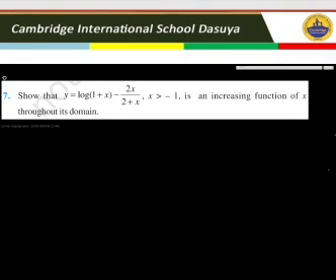Now, see, the 7th question is: show that y equals log of 1 plus x minus this is an increasing function of x throughout its domain. Fine. So, this is the question. Now, let's write the question.